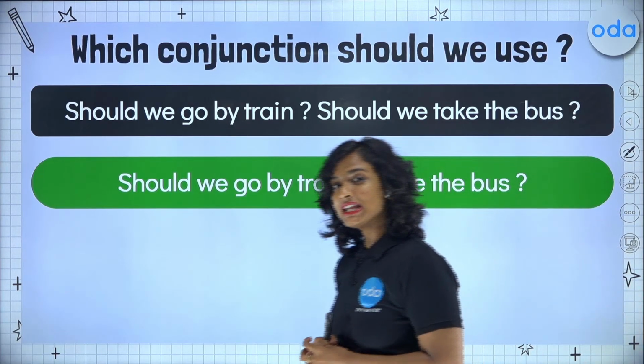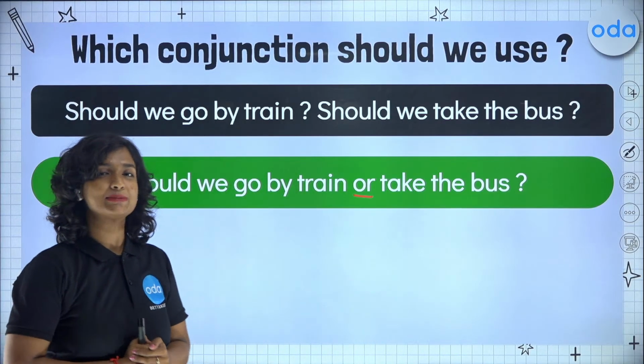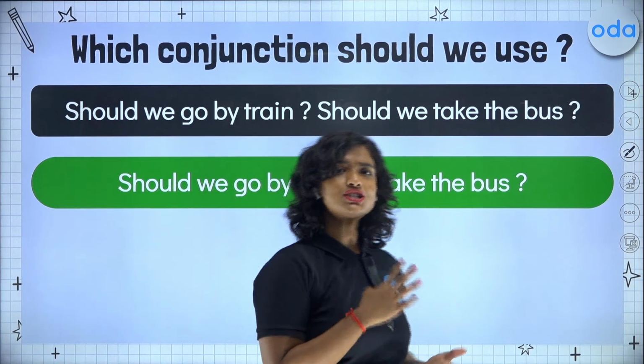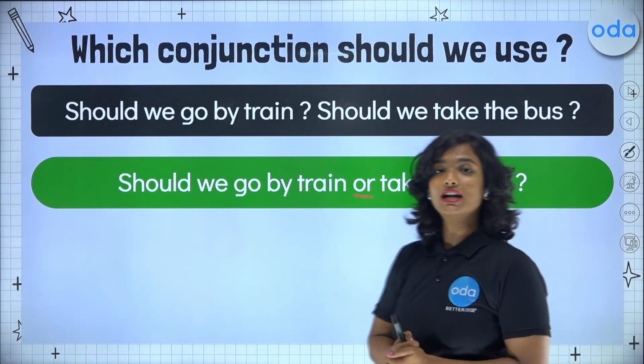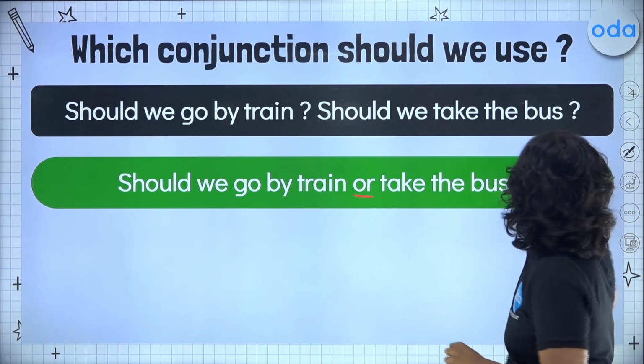Should we go by train or take the bus? So there's a choice. One of these two things can happen. So we'll use our coordinating conjunction or.